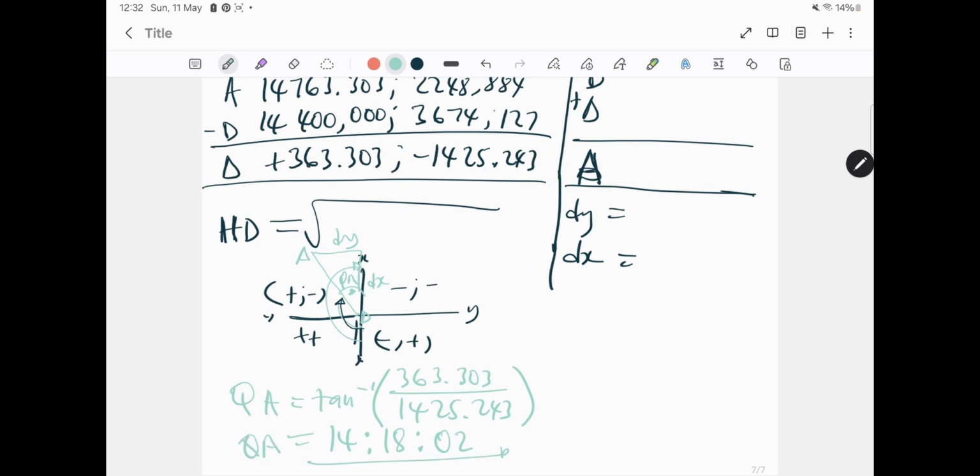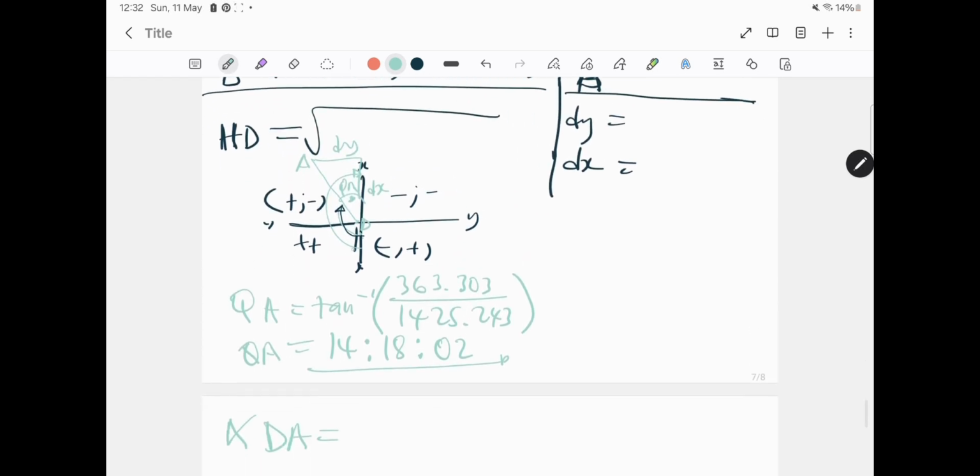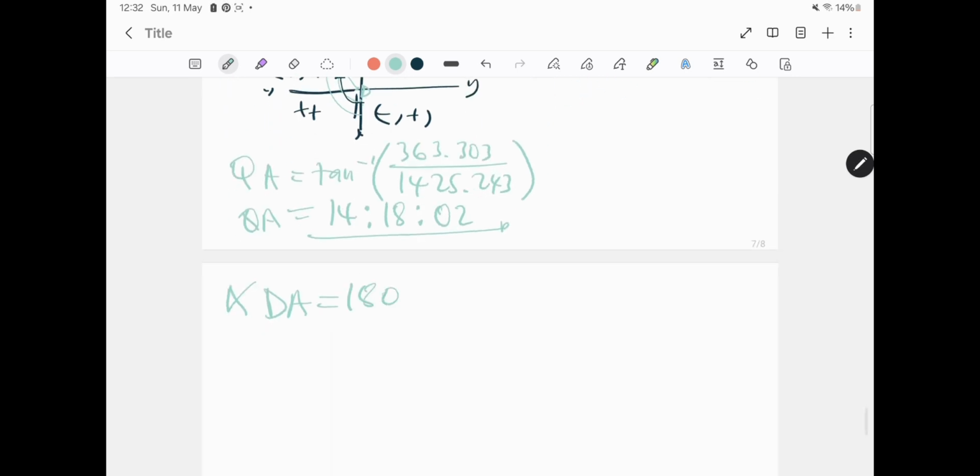That's a QA. But then to get the bearing DA, since it's in the second quadrant, we're gonna say 180 minus this quadrant angle. So it's 180 minus 14, 18, 02. So you're getting 165, 41, 58. This is your DA.